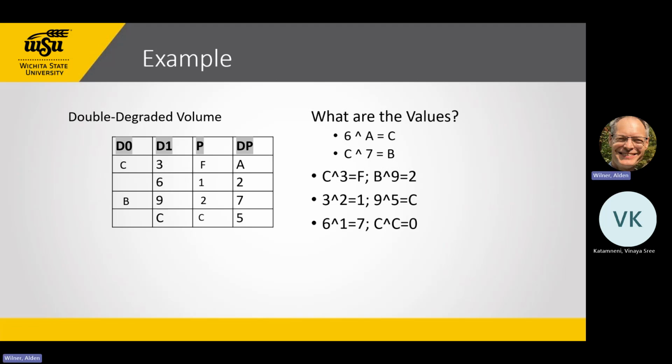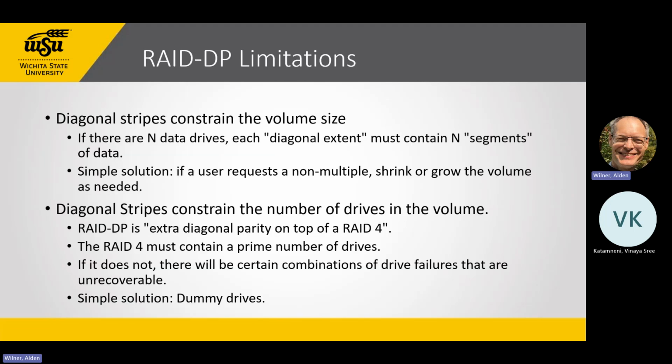Goes there, and then 6 XOR 1 and C XOR C give us 7 and 0. So we've successfully rebuilt those drives in this, well, not the simplest possible, because we could have had only one extent, right? But this is almost the simplest possible RAID DP volume you could create. As we add more data drives, the reconstruction gets more complicated, and we'll go ahead and do that on the whiteboard.